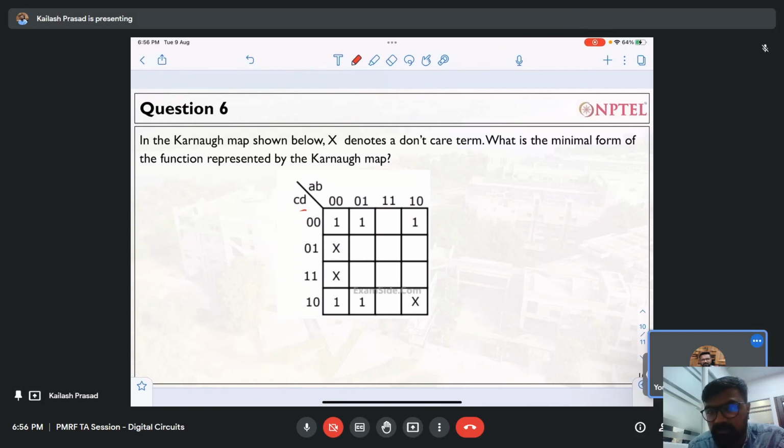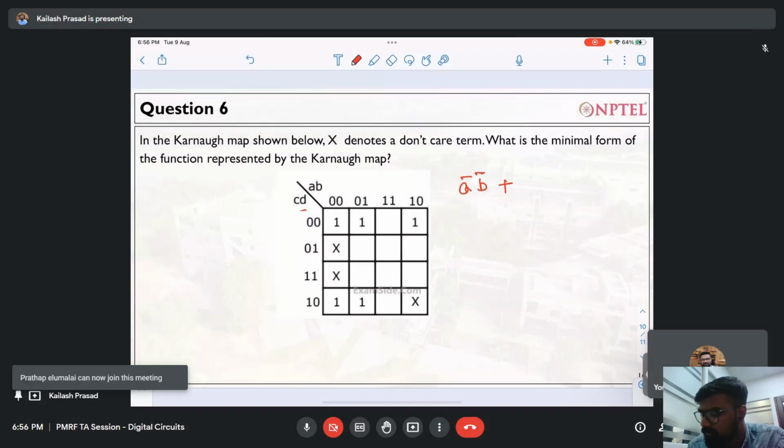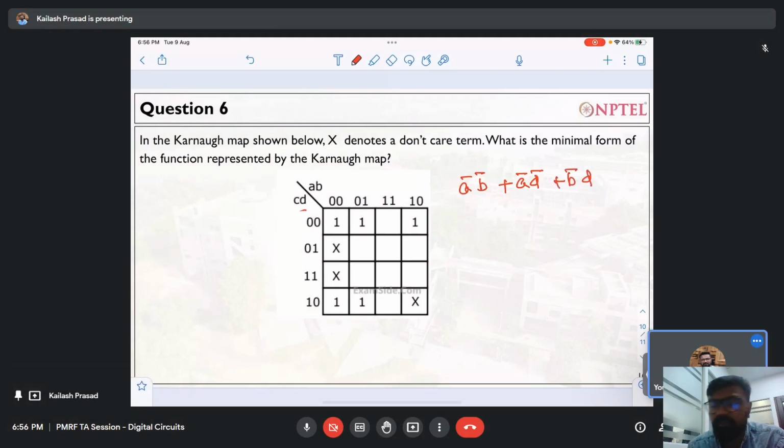A bar B bar plus A bar D bar plus B bar D bar. Anybody has a different answer? Anyone? Okay, let's see what is the answer.